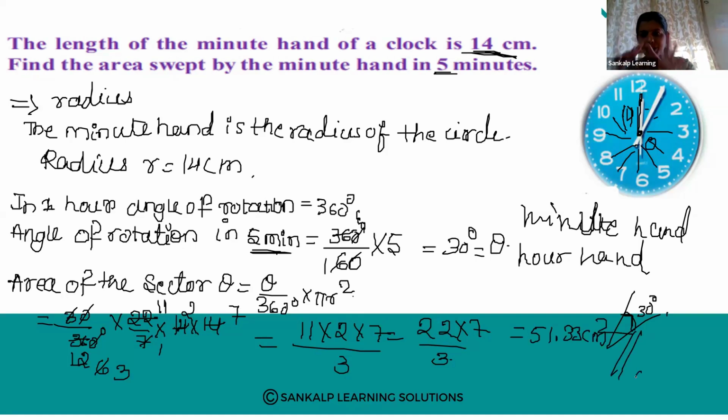Okay, so here there is a clock. In that clock, the minute hand and the hour hand are there. So we have to find out the angle between the two hands. That is theta we need. That is, in 1 hour the angle of rotation is 360 degree, in 5 minutes that is 30 degree. And the area of the sector is theta divided by 360 into pi r square. So by using that formula, we can find out the area of the sector.